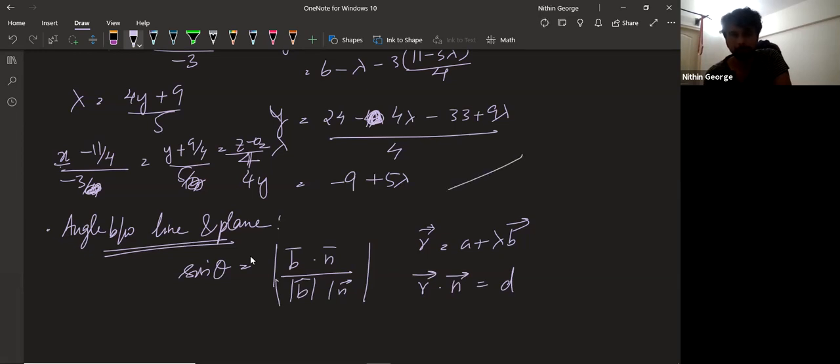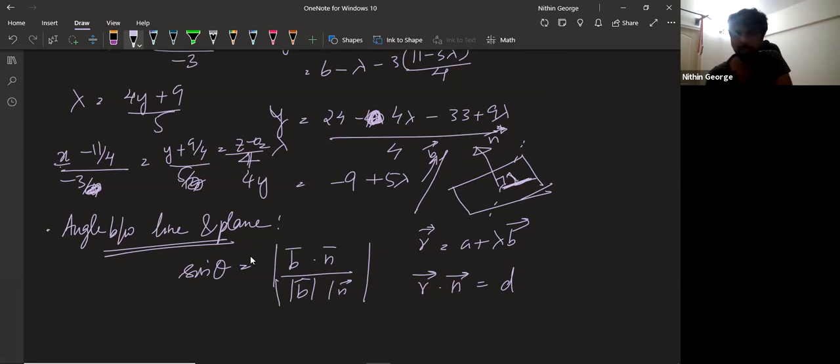So we know that a plane has its perpendicular vector. A line can go anywhere around it. So when you say the angle between a line and a plane, the line has a parallel vector as b, and the plane has a perpendicular vector as n. So we are looking for the angle between b and n? No, we are looking for the angle 90 degrees minus the angle between the vectors b and n. Got this?